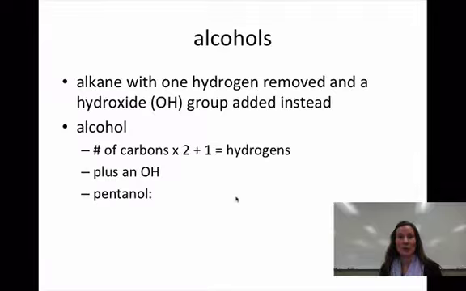Your last carbon group are the alcohols. It's a little different because we're not just taking away an H in this case. Alcohols have the basic structure of alkanes, except they have 1 less hydrogen, and in the place of that hydrogen, they have an OH group, that hydroxide group. So in order to figure out the alcohol formulas, you take your number of carbons times 2, and now you only add 1 to it instead of adding 2 to get the alkanes, and instead you add an OH group to replace that 1 hydrogen that you don't have.